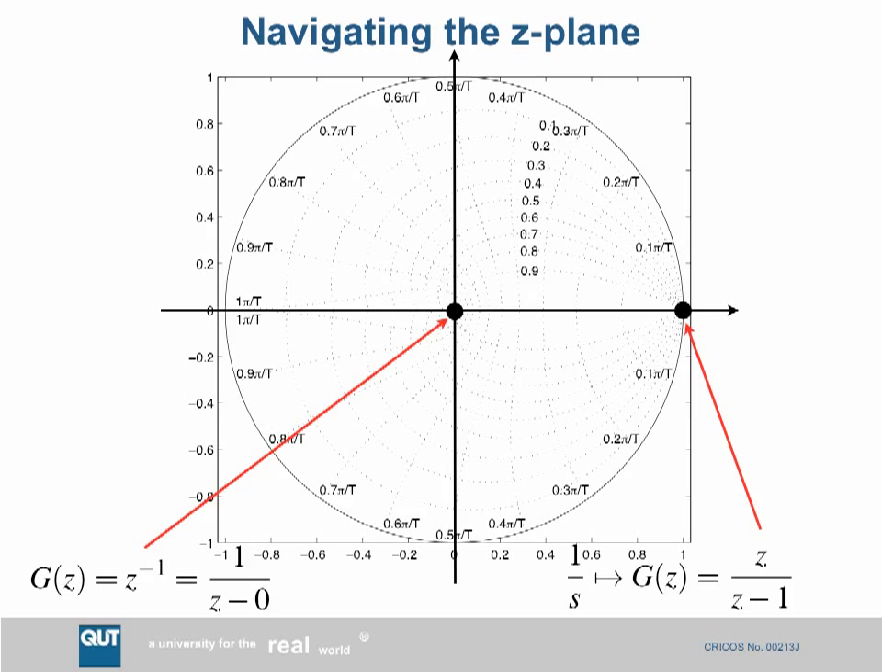A pole at z equals 1 corresponds to an integrator. That's the same as s equals 0 maps to z equals 1. A pole at the origin, a pole at z equals 0, has got no equivalent in the s-plane, right? It's a discrete time artifact, and it corresponds to a delay of 1 time step. So pure delay turns into a pole at the origin.